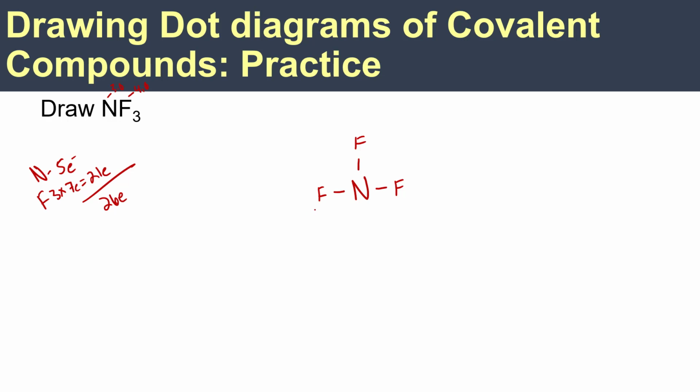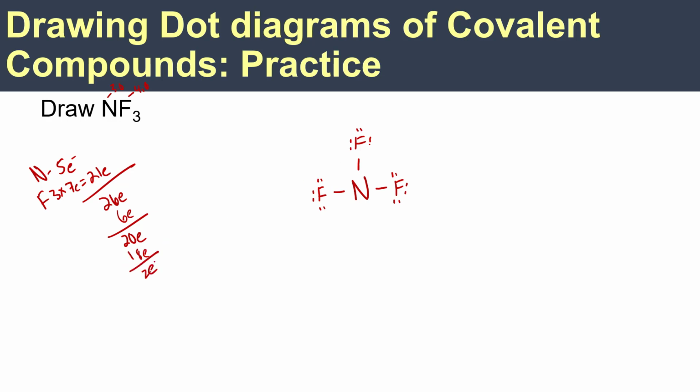Step 3 says subtract your electrons from your total that you used in your skeleton. I have 3 shared pairs for a total of 6 electrons. That's going to leave me with 20 electrons to now use for the rest of this molecule. So step 4 says place remaining electrons around the outer atoms first, a pair at a time, then put any leftovers on the inners. We're going to start here. We're going to go a pair at a time. 2, 4, 6, 8, 10, 12, 14, 16, 18, 18 on the outer atoms.